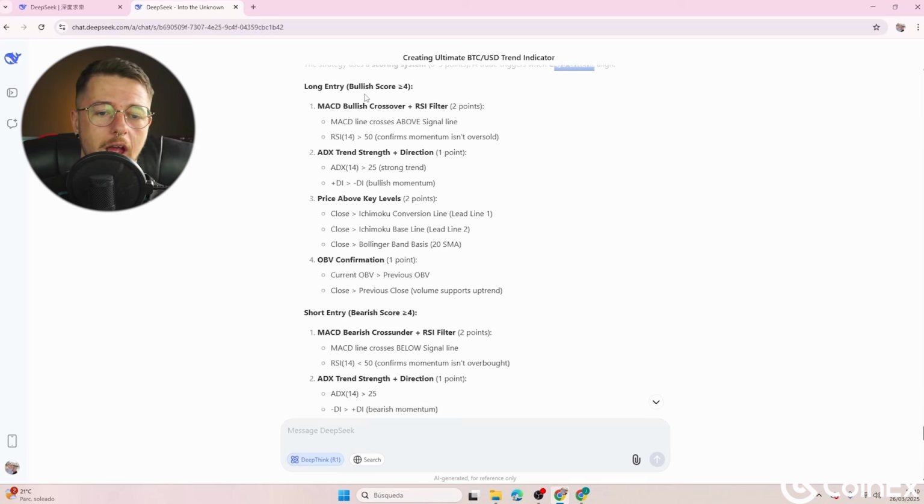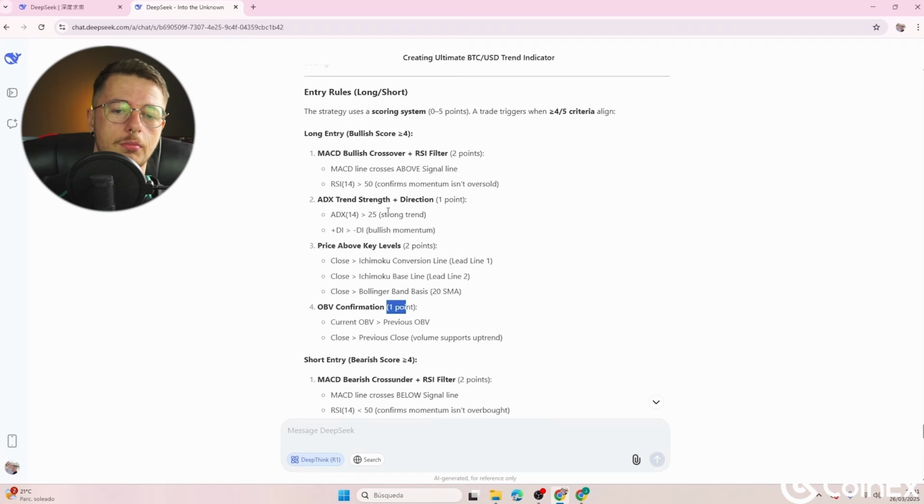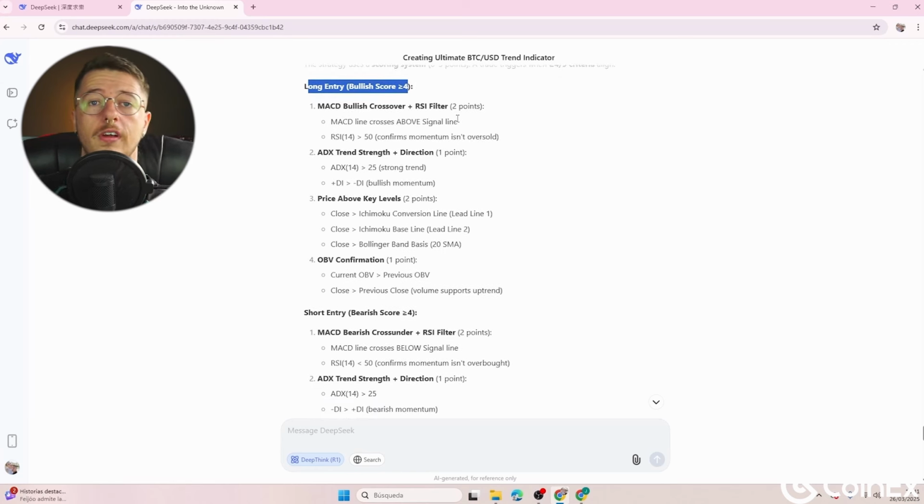So first of all, we have the MACD bullish crossover plus the RSI filter. This is 2 points. If we get this aligned, we have 2 points for our entry. Later on, we have the ADX plus the direction. So if we get this correct, we have 1 point extra. Then the price above key levels. We're going to use the Ichimoku cloud for this one. That is going to give us another 2 points. And then we have the OBV confirmation that gives us another point here. So this is basically for the long entry. So if we get 4 or more points in this score, we have a long or a short signal.